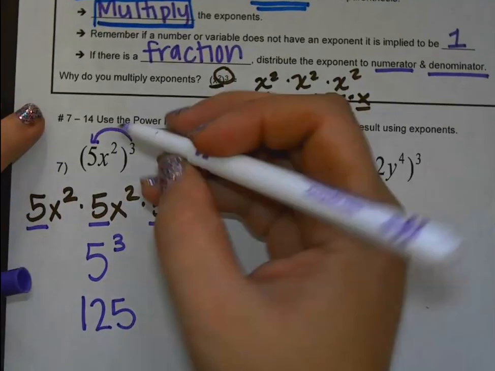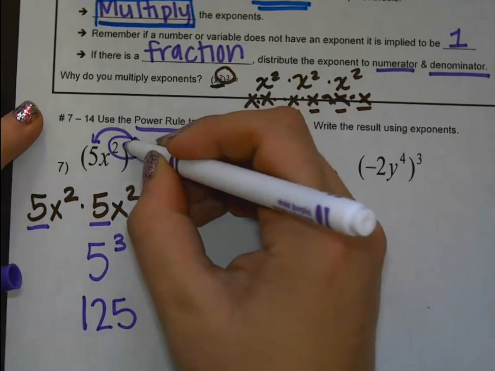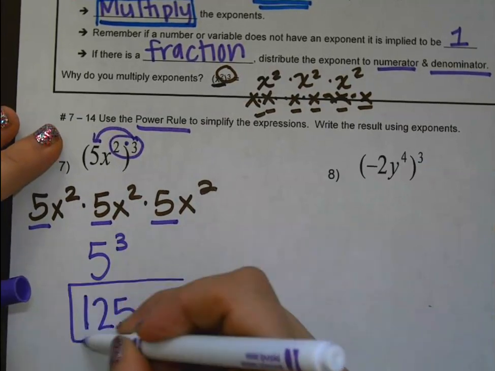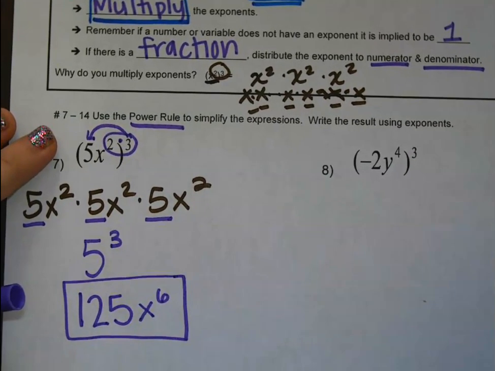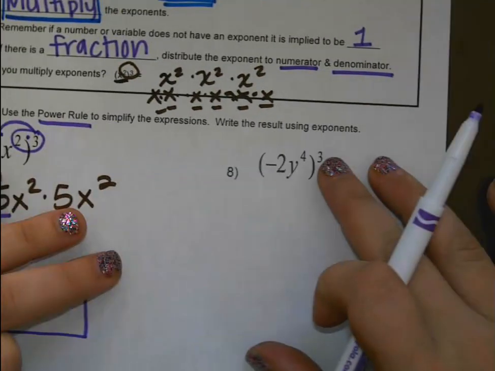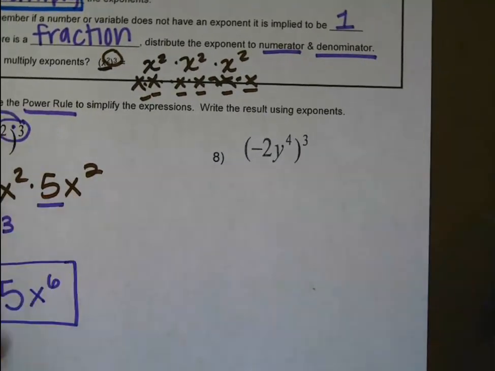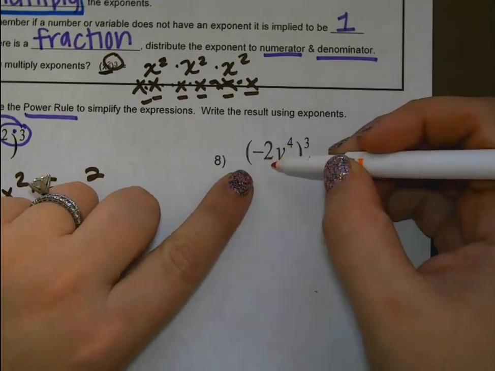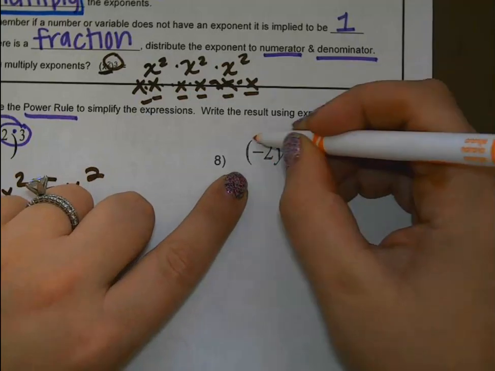Then our rule here is to multiply. So 2 times 3 is 6, and that would be our final answer. Feel free to pause this video and try the problem and then push play and see if you're getting it. So if we look at the next one, this is -2.